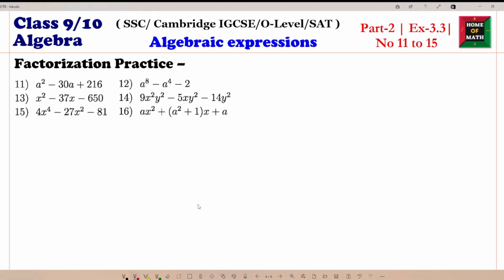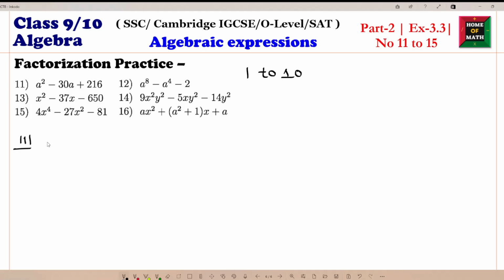Today we are going to solve some factorization step by step. Let's start. First one, number 11. Why number 11? Because numbers 1 to 10 were already solved in the last video, which link you will get in the description box.